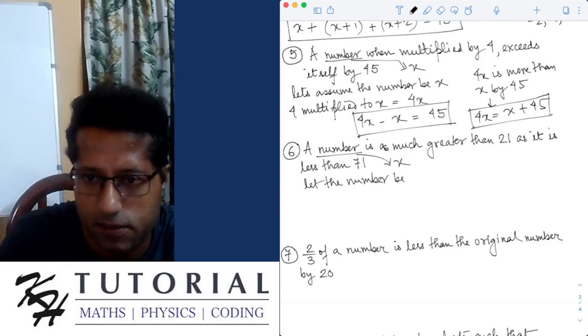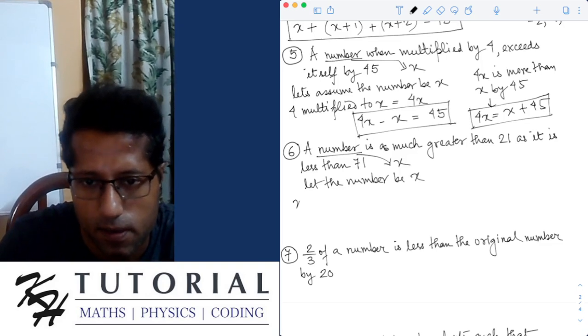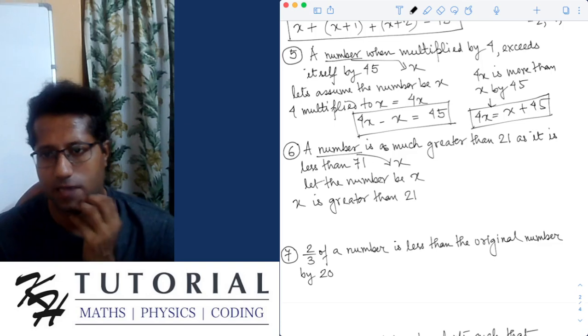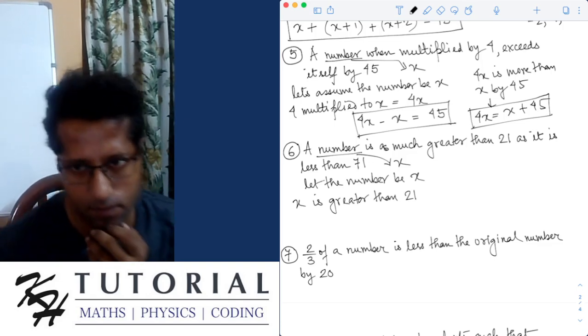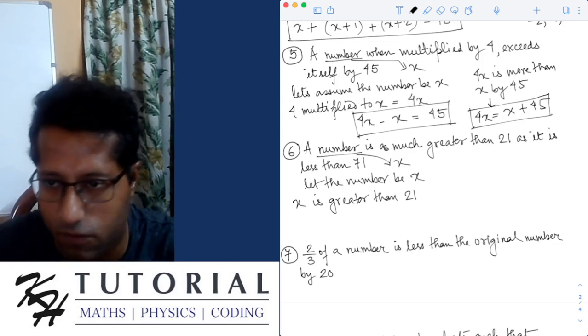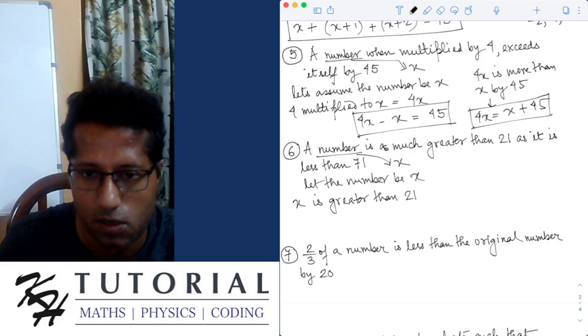Now let the number be x. Now x is greater than 21. As per the word statement, it is saying that the number is as much greater. So it is greater than 21, so definitely its value will be more than 21.